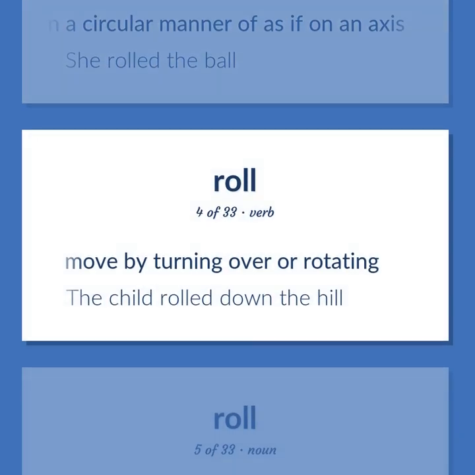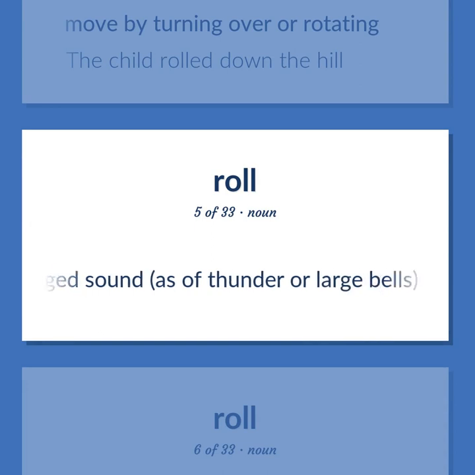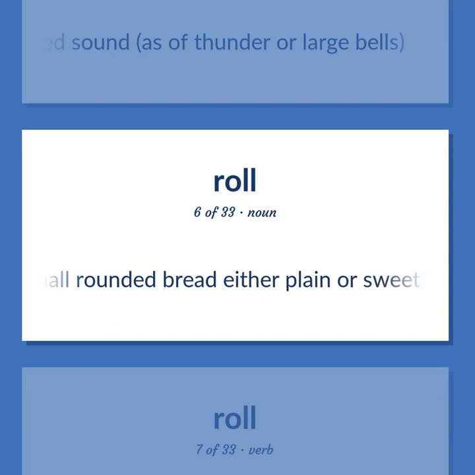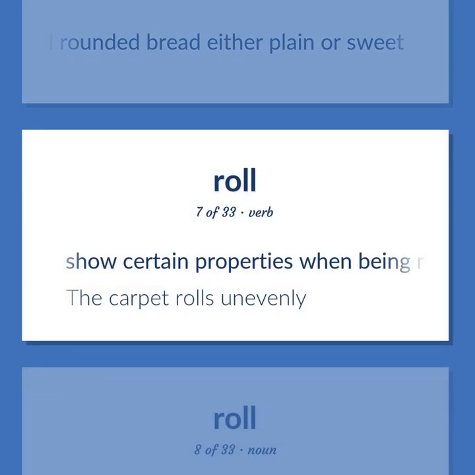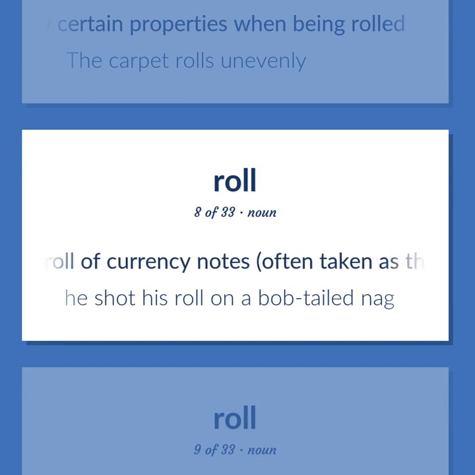Move by turning over or rotating. The child rolled down the hill. A deep prolonged sound, as of thunder or large bells. Small rounded bread, either plain or sweet. Show certain properties when being rolled. The carpet rolls unevenly. A roll of currency notes, often taken as the resources of a person or business, etc. He shot his roll on a bob-tailed nag.